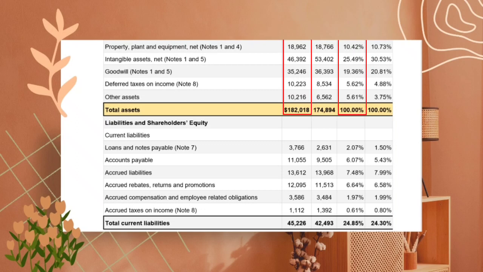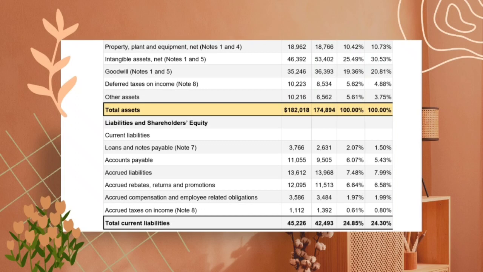And other assets, $10,216 divided by $182,018 multiplied by 100 will get 5.61%. And then for the total assets, we will simply add the total percentage of the current assets, which is 33.50%, and the percentage in the items in the non-current assets, and we'll get a sum of 100%. The sum for the total assets is 100% because, again, the total assets is our base figure in computing for the vertical analysis of the balance sheet.